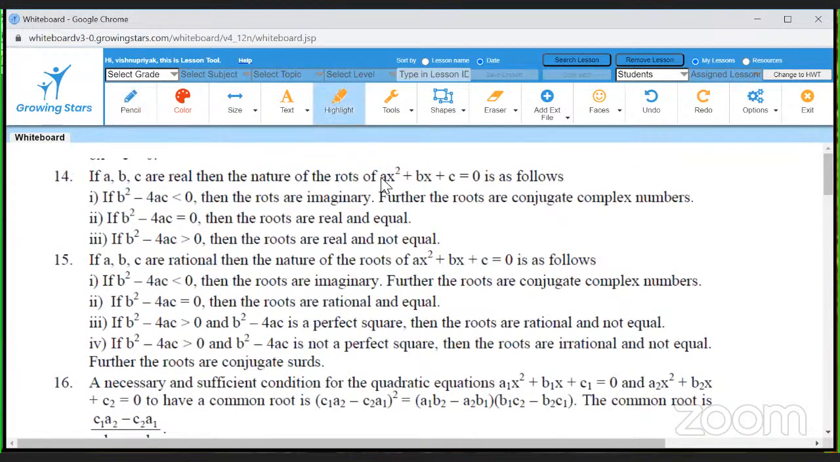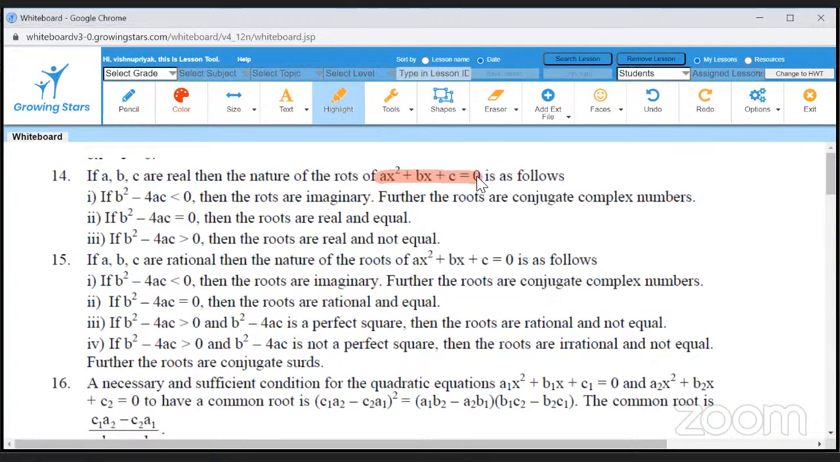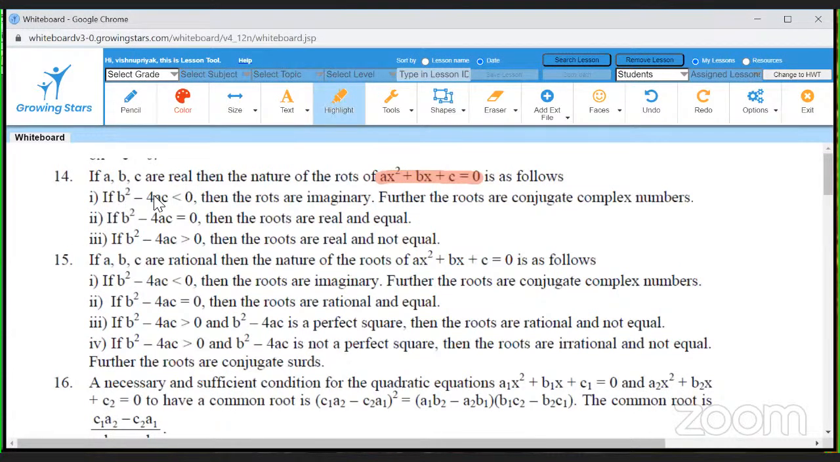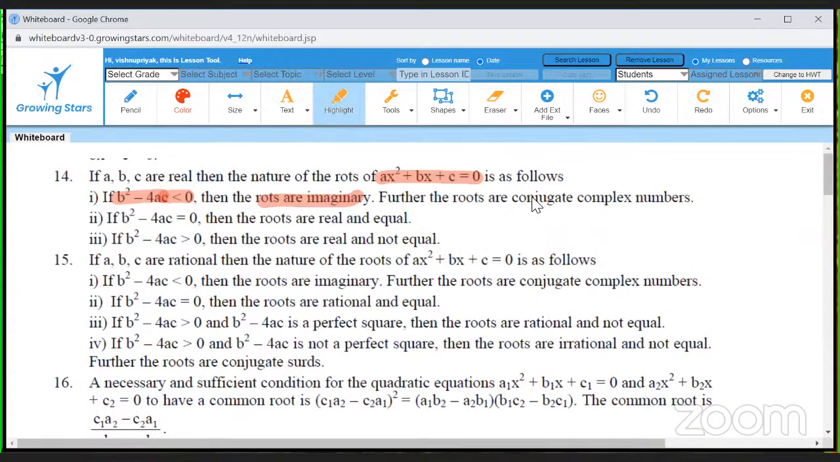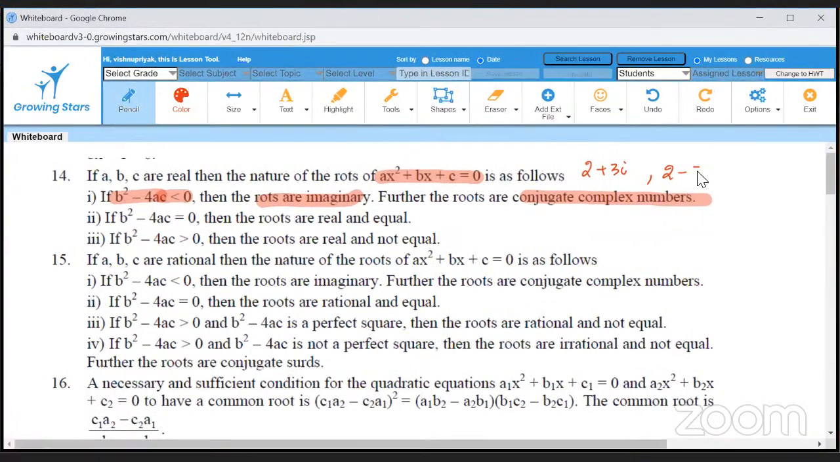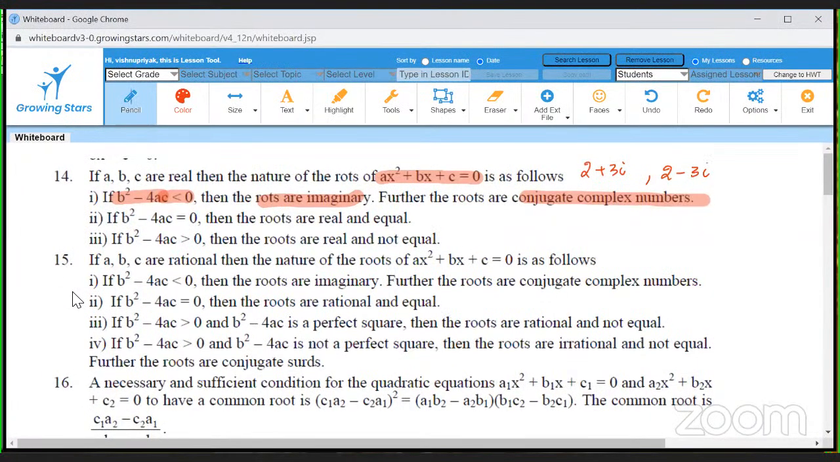In the quadratic equation ax square plus bx plus c equal to 0, depending on b square minus 4ac, we can tell about the roots. If b square minus 4ac is a negative number, then the roots will be imaginary, conjugate complex numbers. Conjugate means what? If one root is 2 plus 3i, the other conjugate will be 2 minus 3i. These will be the roots.